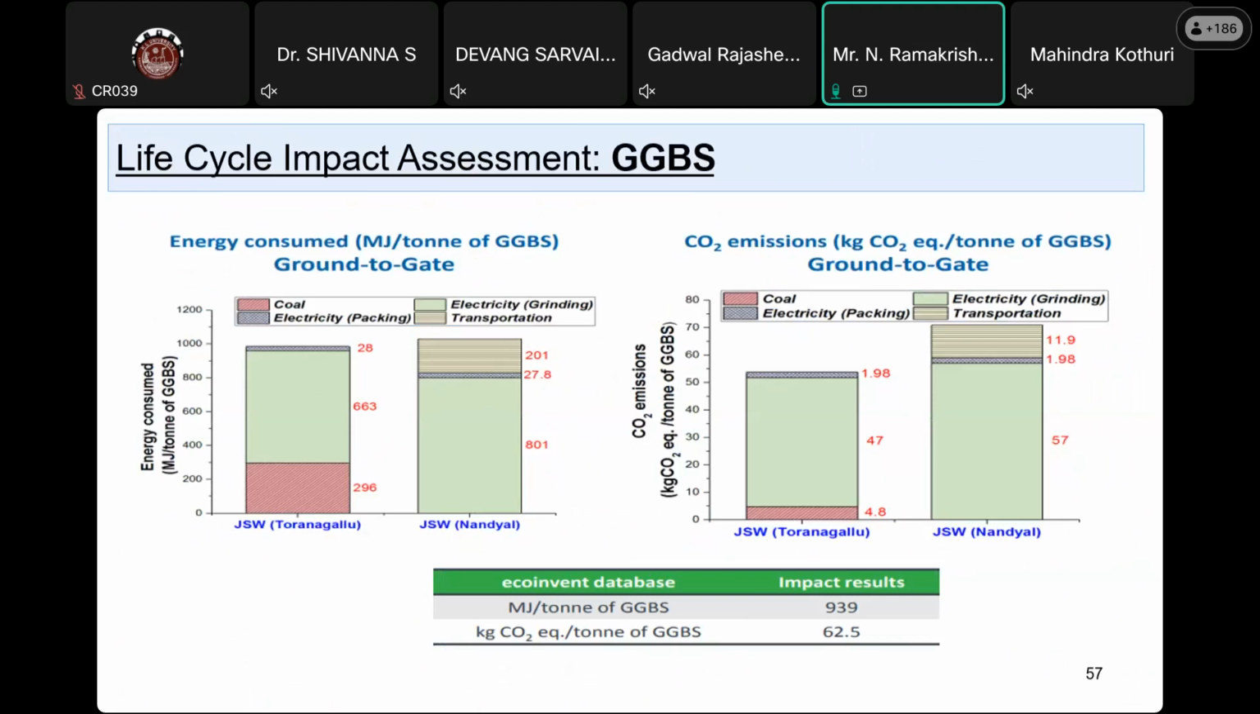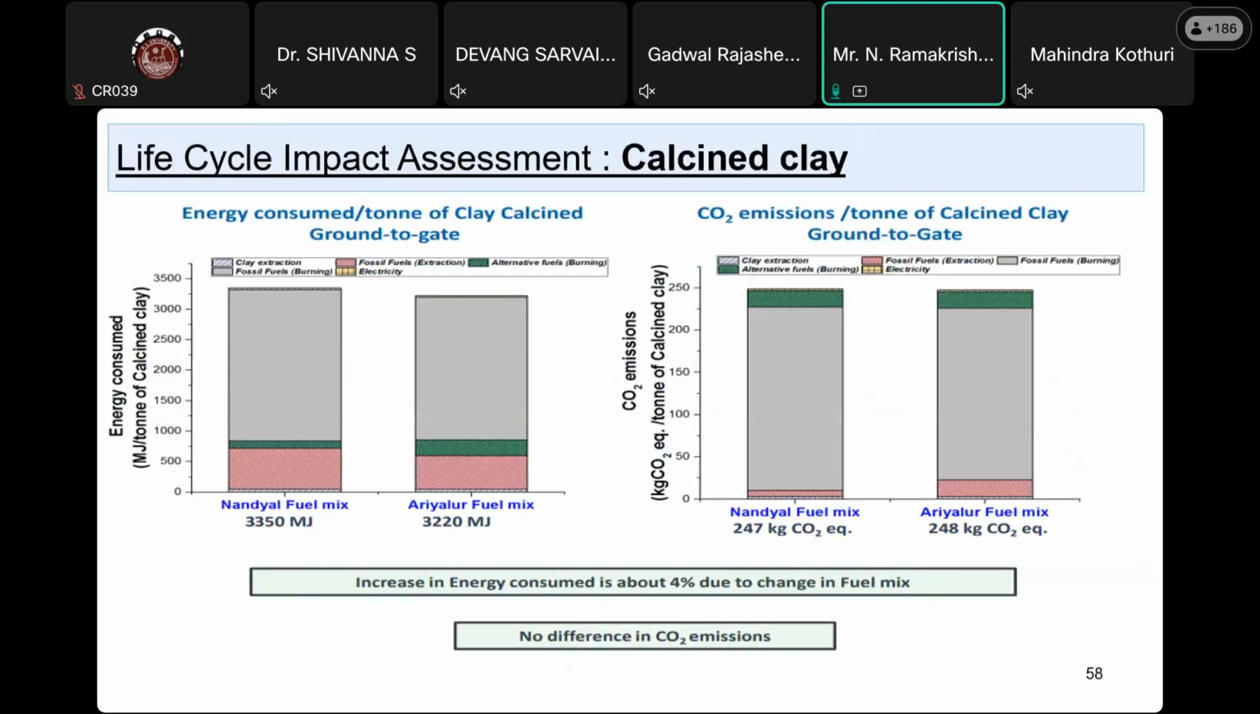And this one will talk about calcinated clay. So the other four cement factories, of course, two cement factories where they're going to use this LC3, in terms of energy consumed, in terms of CO2 emissions happening. So there is not much CO2 emission difference. You can see here it was 247 and it is 248 kg CO2 equivalent. And these two also you can see only 4% variation is there between the energy consumed.